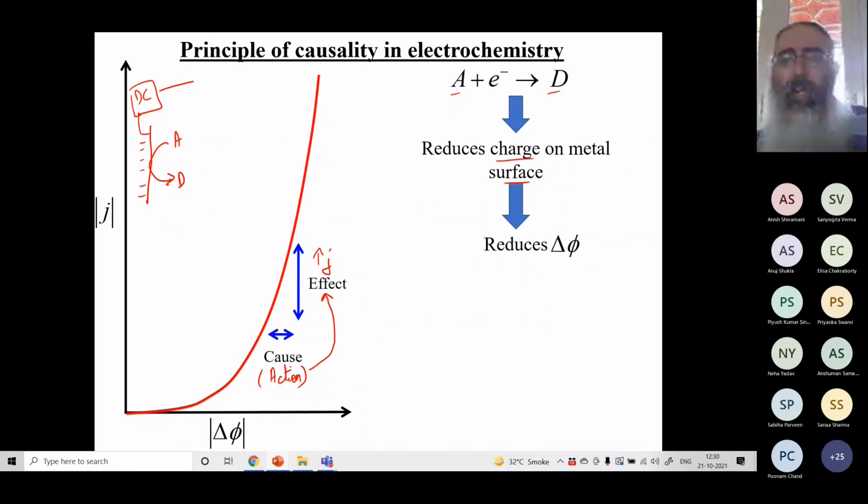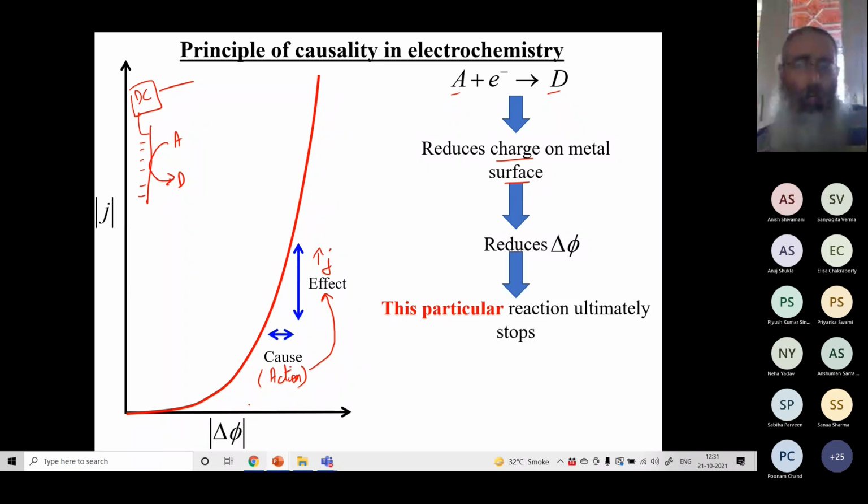So when that happens, at the instant the pulse is delivered, the rate of conversion of A to D increases, and once the rate is increased, it consumes the excess charges delivered during the pulse. That means the charge on the metal surface is depleted. That in turn reduces delta phi. Delta phi becomes zero, or tends towards zero, and that means J also closes down to zero, and this means that particular reaction ultimately stops. Do you get this picture?